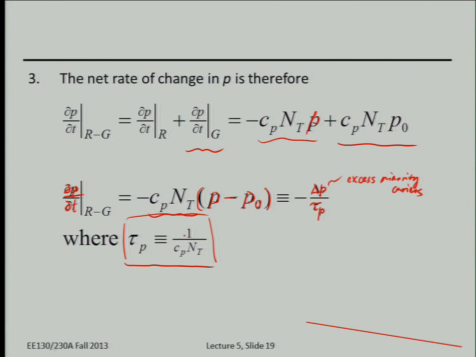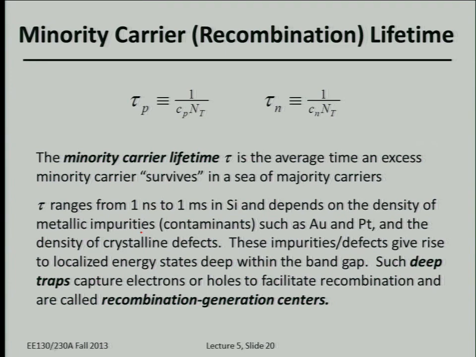Just keep in mind, it should be 1 over the capture cross-section, describing how the electrons and holes interact with those traps, as well as the concentration of that specific trap, okay? This is a new quantity, we call it minority carrier lifetime. Intuitively, it is the average time that excess minority carriers survive inside the silicon region before they get recombined with the other types of carriers, before the system reaches the equilibrium state, okay?